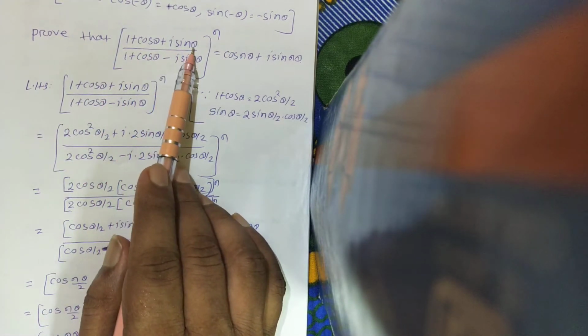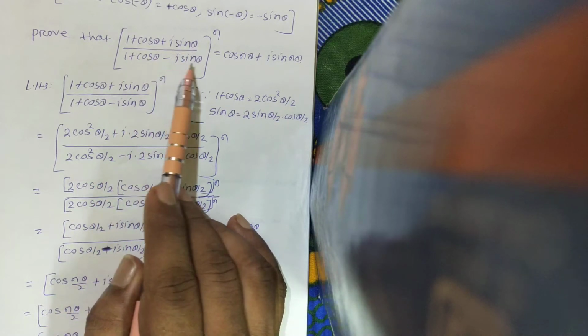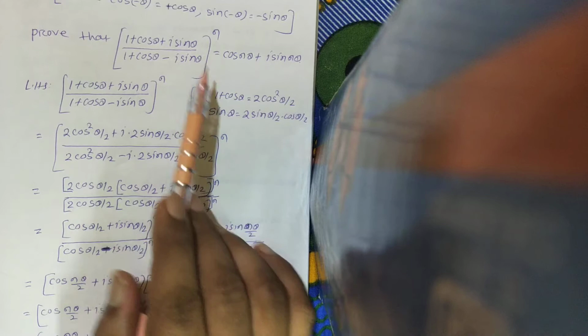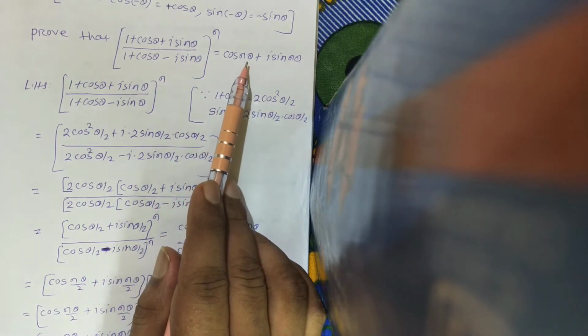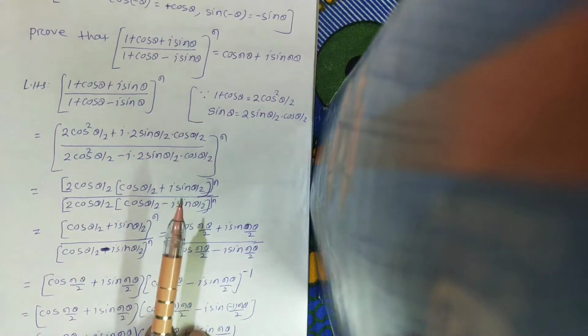So based on this theorem, I am giving you one problem. Prove that ((1 plus cos theta plus i sin theta) divided by (1 plus cos theta minus i sin theta)) to the power n is equal to cos n theta plus i sin n theta. So we have to prove this.